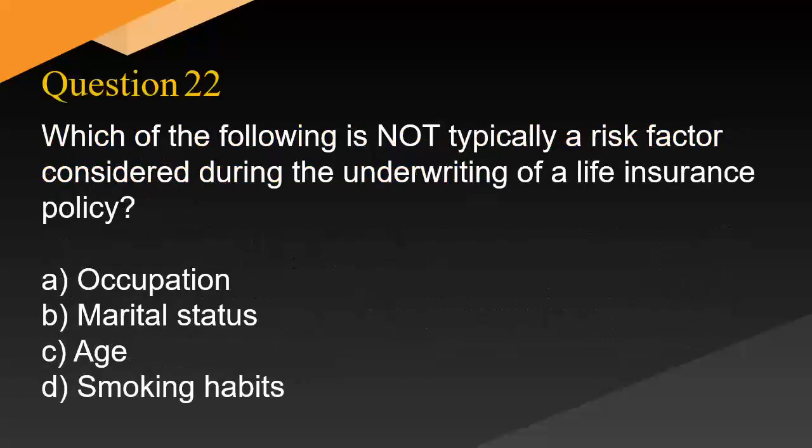Which of the following is not typically a risk factor considered during the underwriting of a life insurance policy? A. Occupation. B. Marital status. C. Age. D. Smoking habits.